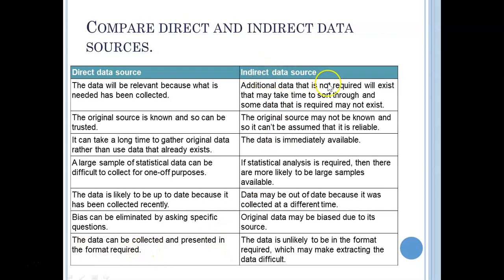For indirect data sources, additional data that is not required will exist. It may take time to sort through, and some data that is required may not exist. The original source may not be known, and so it can't be assumed that it is reliable. The data is immediately available. If statistical analysis is required, then there are more likely to be large samples available. Data may be out of date because it was collected at a different time. Original data may be biased due to its source. And lastly, the data is unlikely to be in the format required, which may make extracting the data difficult.